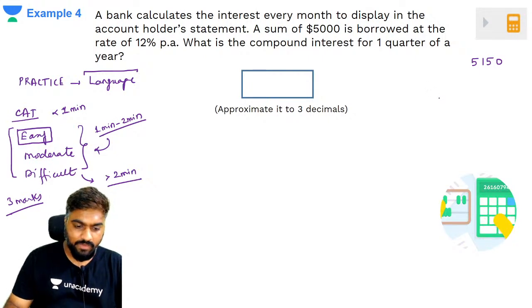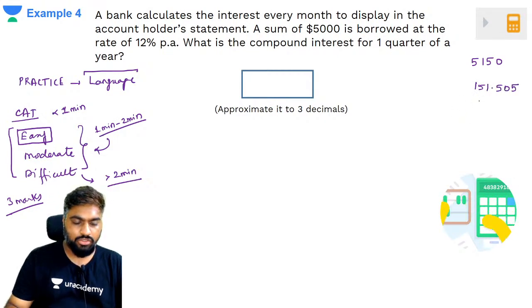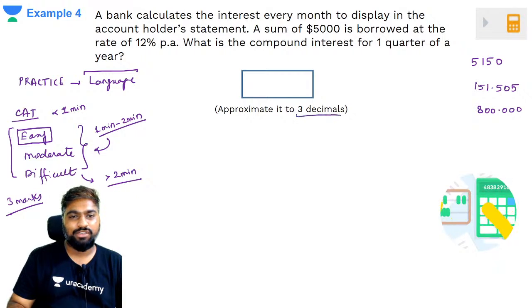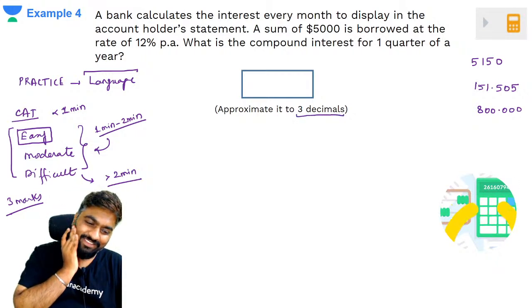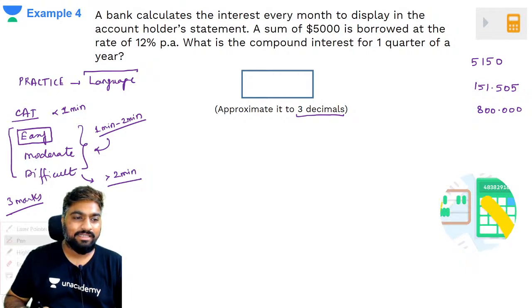Jairaj Kumar says 151.505. Okay. Saurabh says 800.000 because approximated to 3 decimals. Right. Good one, Saurabh. Okay, let's answer this question now. Chalo.